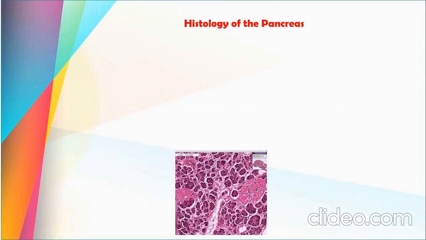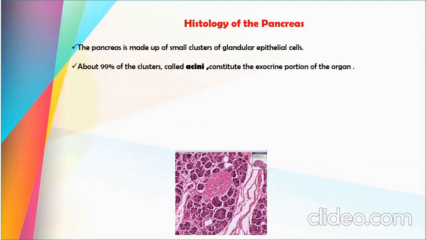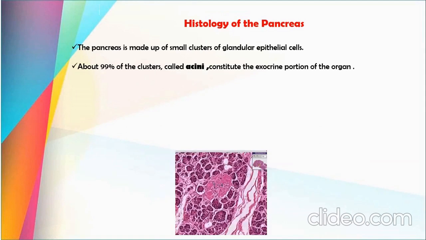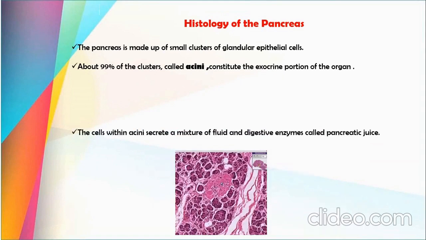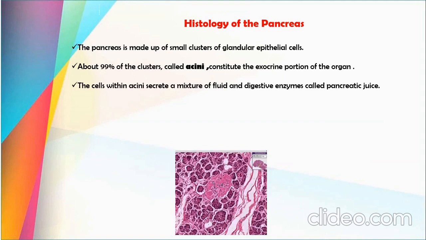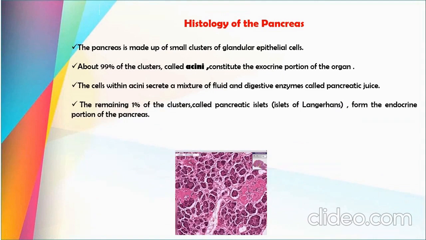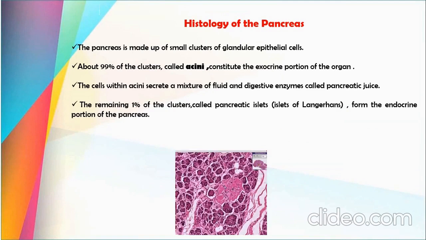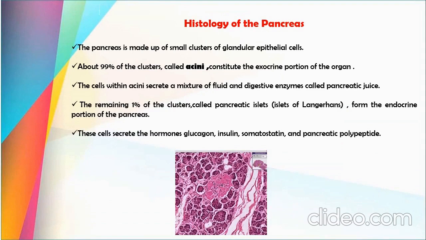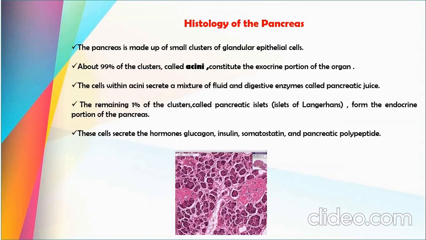Now histology of the pancreas. The pancreas is made up of small clusters of glandular epithelial cells. About 99% of the clusters, which are called acini, constitute the exocrine portion of the organ. The cells within acini secrete a mixture of fluid and digestive enzymes which is called pancreatic juice. The remaining 1% of the clusters, which are called the pancreatic islets or islets of Langerhans, form the endocrine portion of the pancreas. These cells secrete the hormones glucagon, insulin, somatostatin and pancreatic polypeptide.